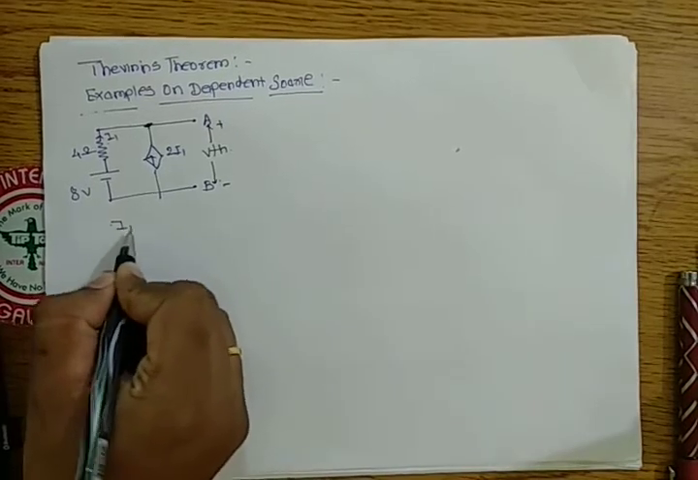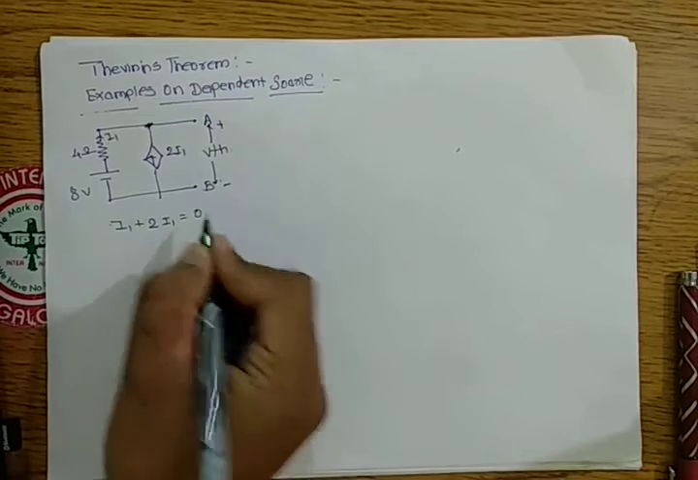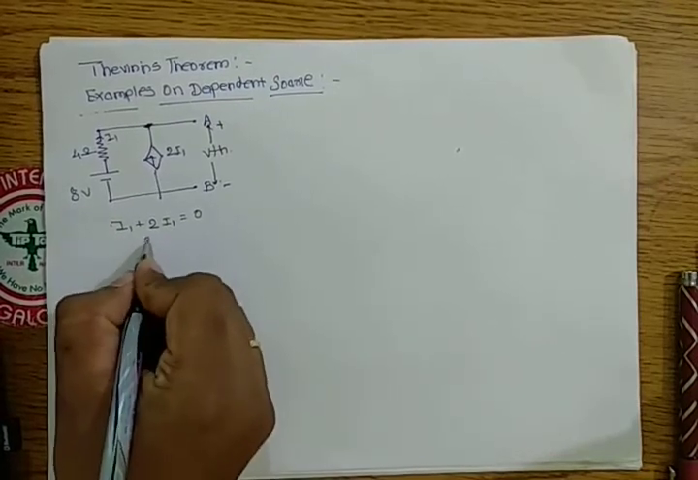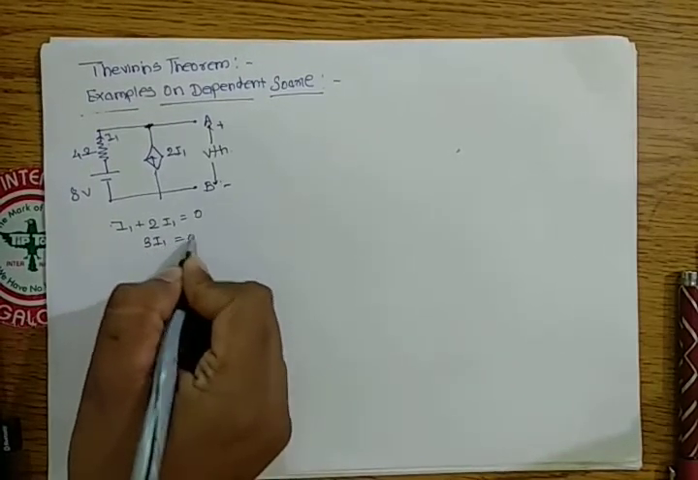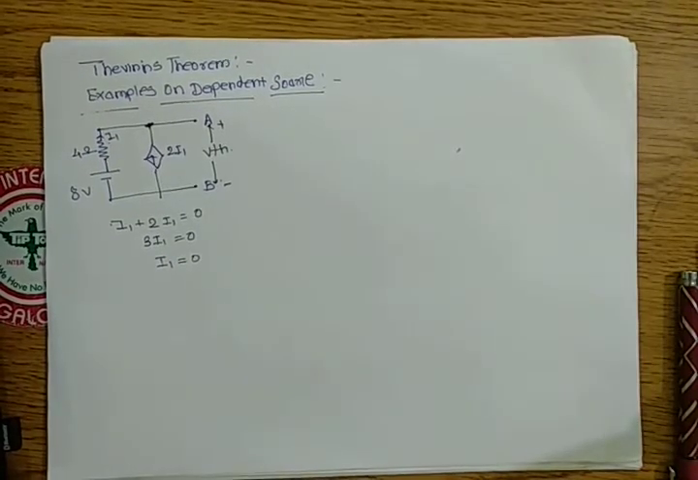So I1 plus 2I1 is equal to 0, that is 3I1 is equal to 0. What is the meaning of that? I1 is equal to 0. So I1, the current flowing through that resistance, is equal to 0.